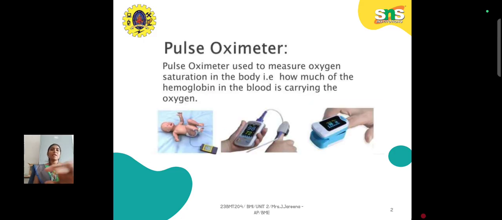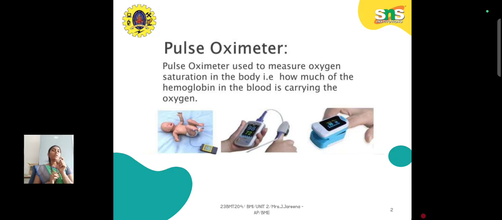Okay, so let's start with the introduction. What is meant by pulse oximetry? In the name itself, you can guess it. The oximetry is an instrument or device which is going to measure the oxygen level. So that is what the name indicates, oximetry.